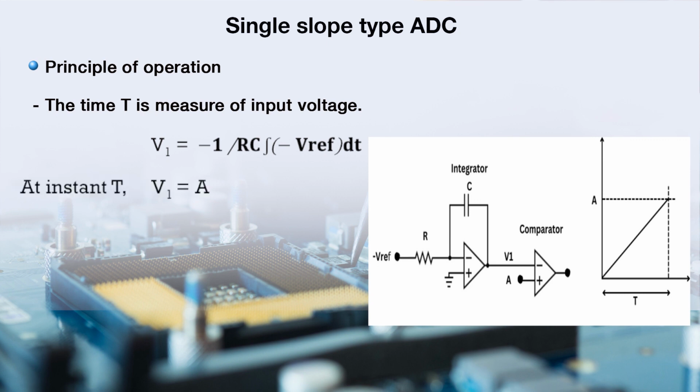At time t, output of integrator V1 is equal to A. So, the expression can be given as A equals t into Vref by RC. Here in the circuit, the values of R and C and also Vref remain constant. So, analog input is proportional to time t. So, we understood the principle of operation of single slope ADC.